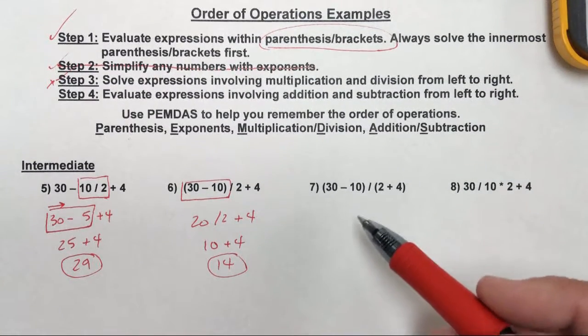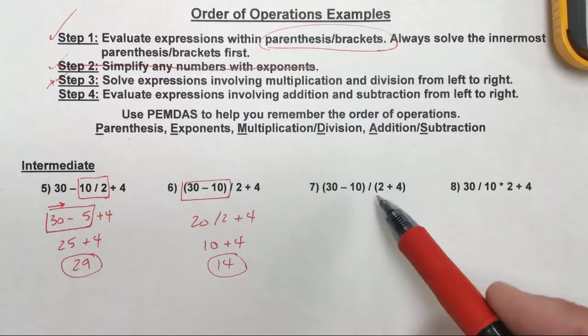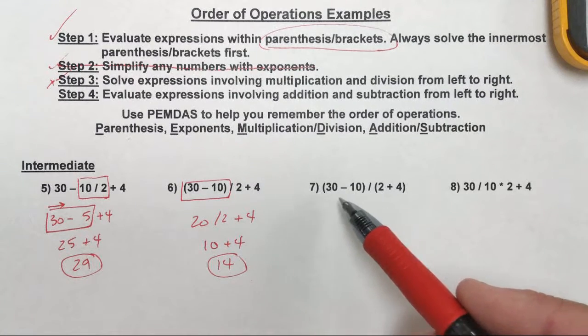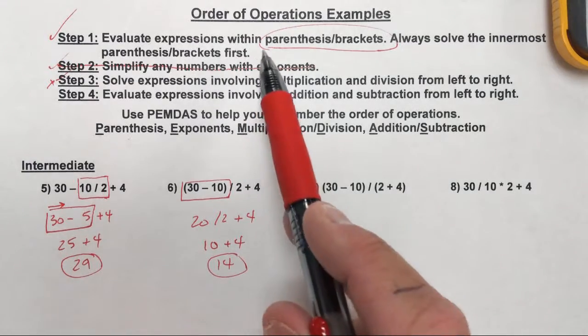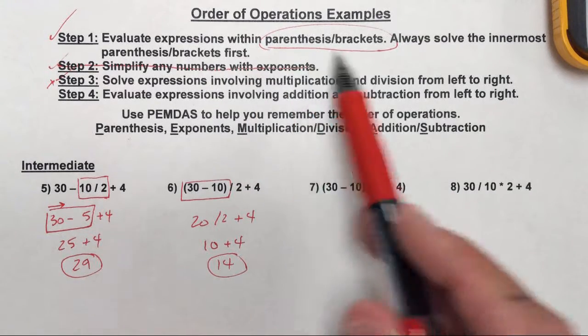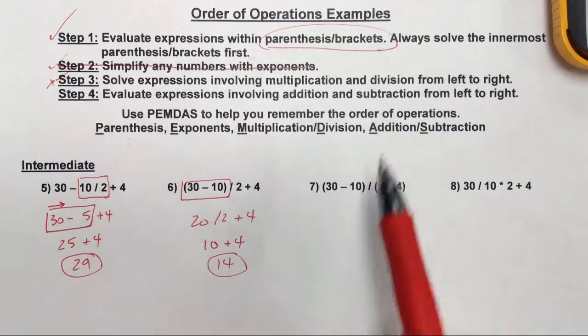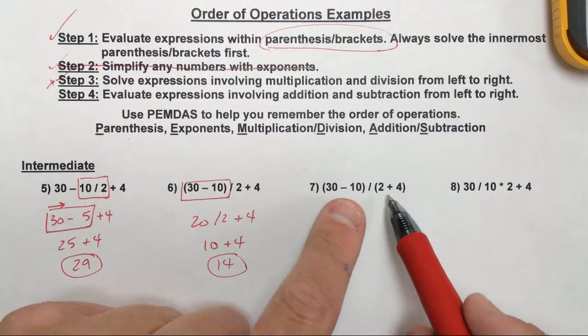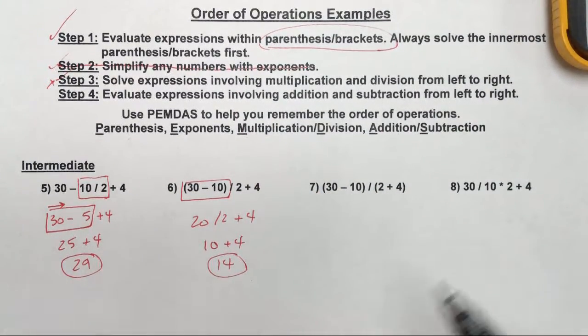Step 3. Same numbers, right? I've just changed a couple things around here. But notice now that I've got 2 sets of parentheses. So I'm going to evaluate expressions within the parentheses. It says always solve the innermost parentheses and brackets first. Well, these are both separate from each other. They're not inside of each other.